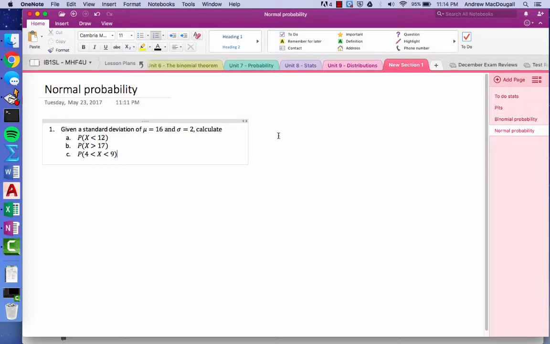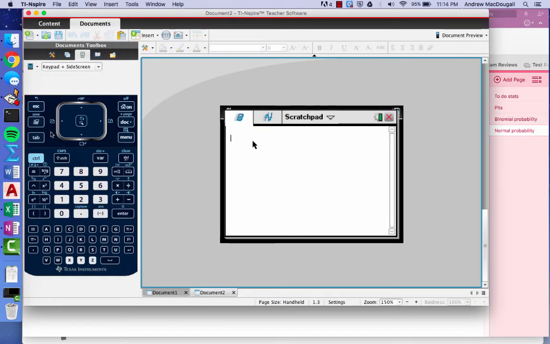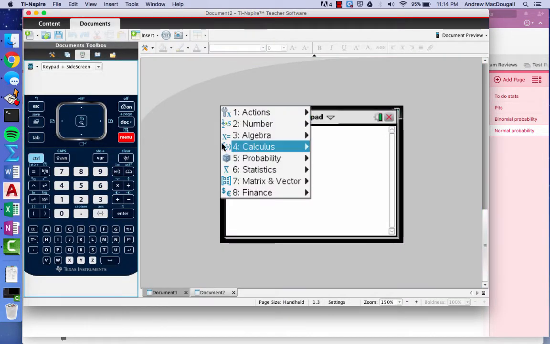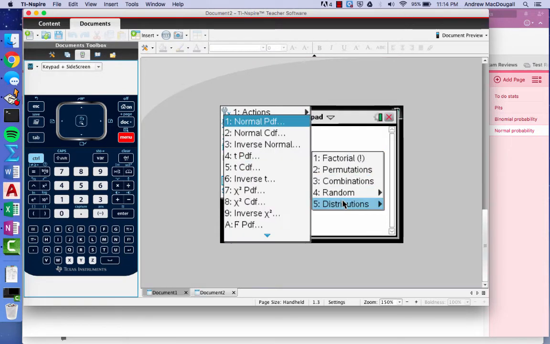So we're going to look at an example with a mean of 16 and a standard deviation, sigma, of 2. And first, we want to calculate the probability that x is less than 12. Now, your calculator has a very straightforward way to do this. You open up a blank calculator screen, click Menu, Probability, Distributions. You go to Normal CDF. We're always going to use Normal CDF, never Normal PDF.